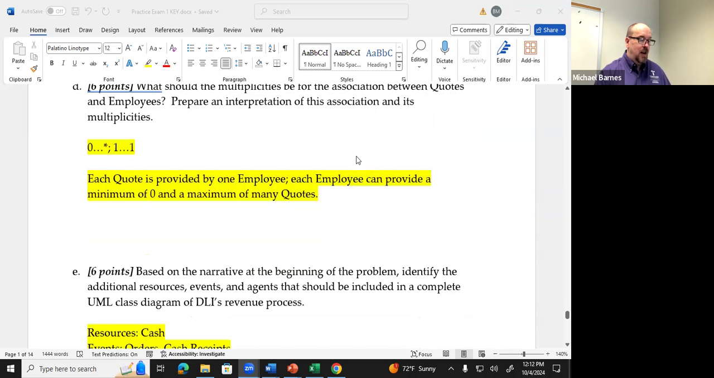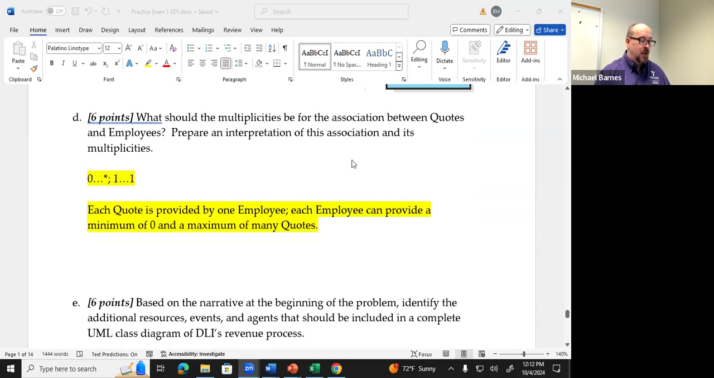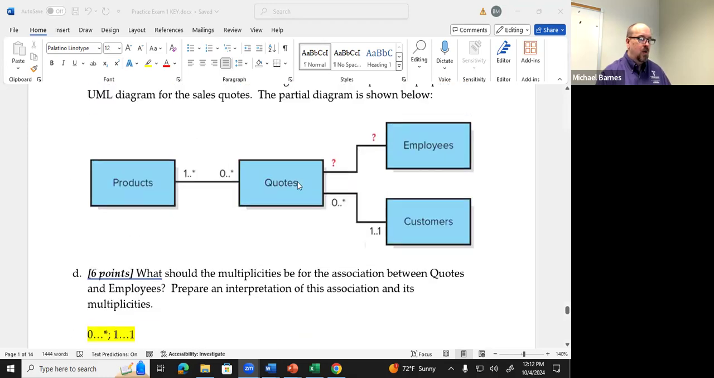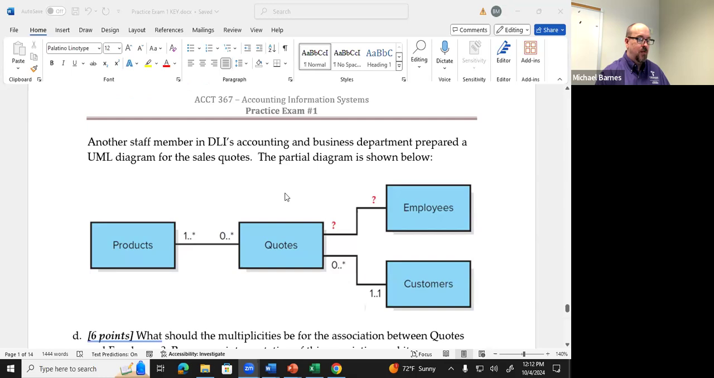All right. Based on the narrative in the problem, identify the additional resources, events, and agents that should be included in the complete UML class diagram of the revenue process. So let's go ahead and think about this, okay? Our full UML class diagram contains 6 elements, if I remember correctly. Actually, we can include 7 elements, my apologies. Quotes was our first step, and then we added something down here, and then we added something down here. Let's go through the REA before we talk about the full diagram, okay? So we have identified products as a resource in the revenue process, which makes sense, okay?